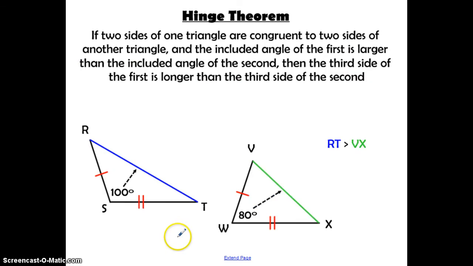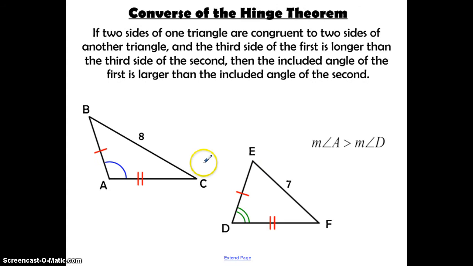The Hinge theorem says that if 2 sides of one triangle are congruent to 2 sides of another triangle, so we have RS congruent to VW and ST congruent to WX, and then the included angle, this one that's measured 100 degrees, is greater than this angle that's measured 80 degrees, then the third side of the triangle, this one that's opposite from the 100 degree, is going to be longer than this side, the side that's opposite from the 80 degree.